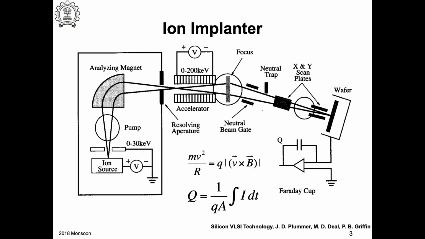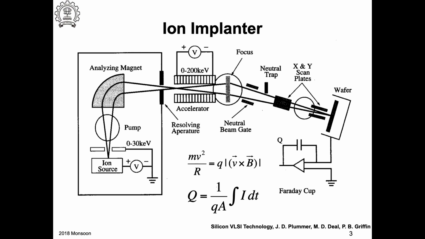So you can find out the Q, the dose, by this equation. Q is the charge of the ions, A is the area on which the implantation has been done, and then I is the current.